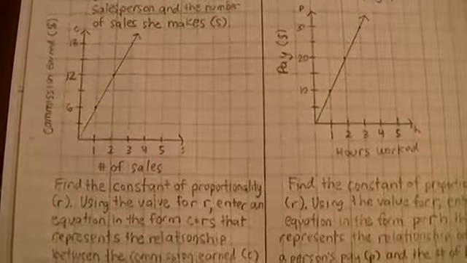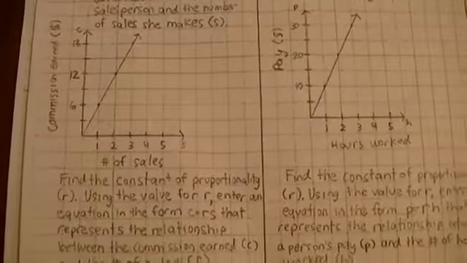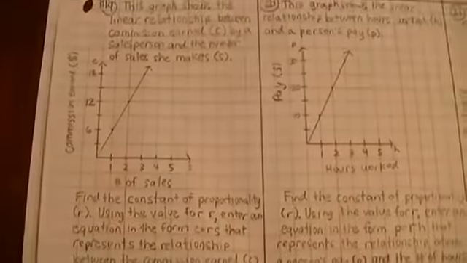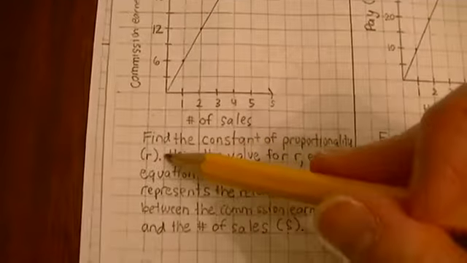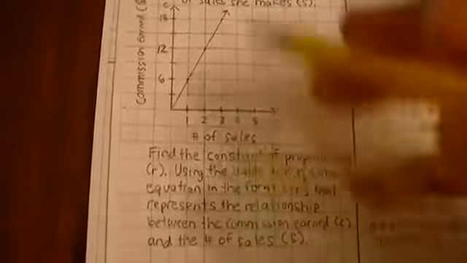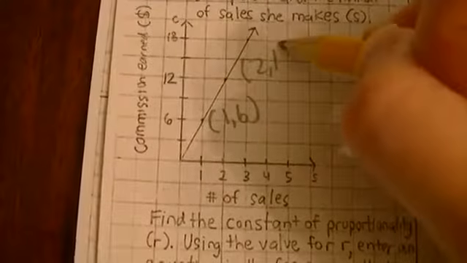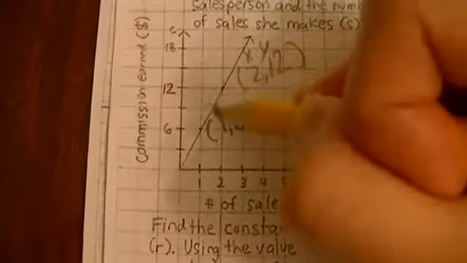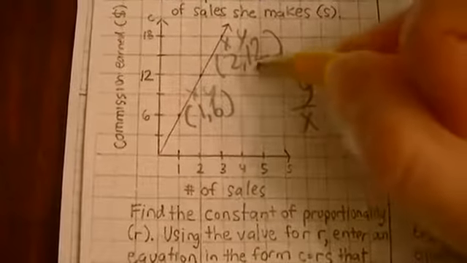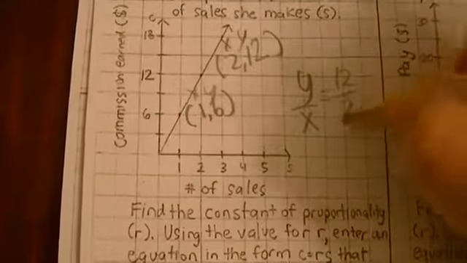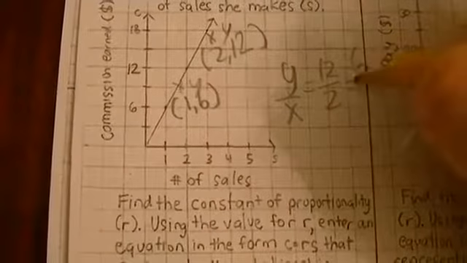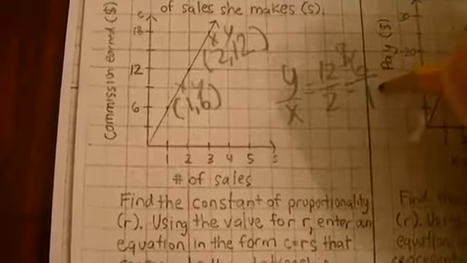This graph shows the linear relationship between commission earned, C, by a salesperson and the number of sales she makes, S. Okay, so cool. Find the constant of proportionality. Okay, so let's find the unit rate. Oh, look at these ordered pairs. So this ordered pair is 1,6. This one is 2,12. So remember, you got to go y divided by x. So 12 over 2. So she gets $6 for every sale. Okay, so that's R. R is equal to 6 over 1.